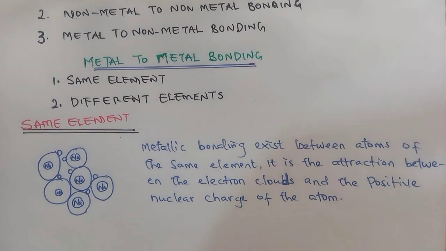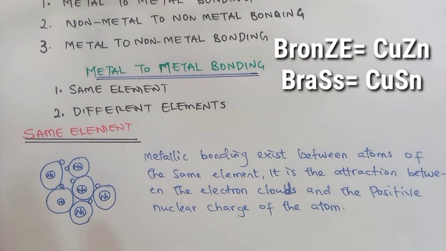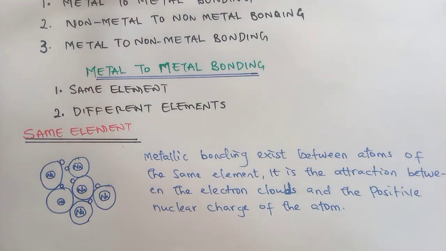We have something like bronze. Bronze is a combination of copper and tin, and brass is a combination of copper and zinc. This is metal to metal bonding. So in metal to metal bonding, we have one chemical bonding called metallic bonding. I needed to keep this with you, that we have gotten one chemical bonding, because we're discussing chemical bonding here, from metal to metal bonding.